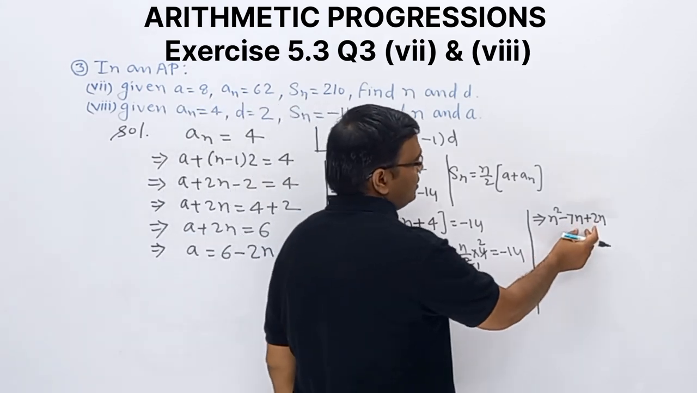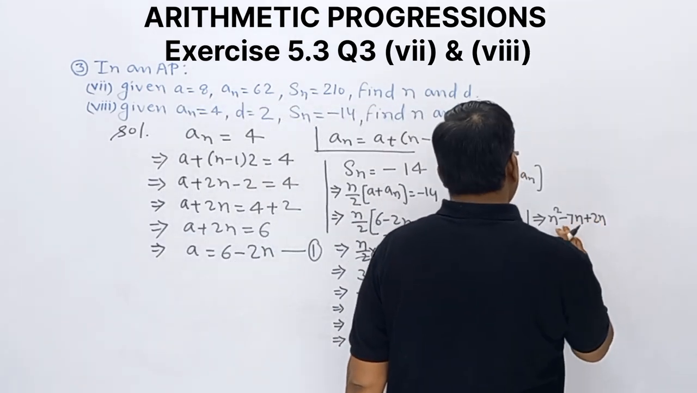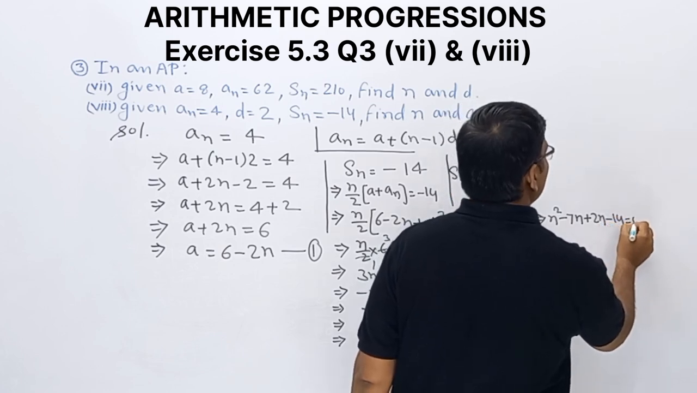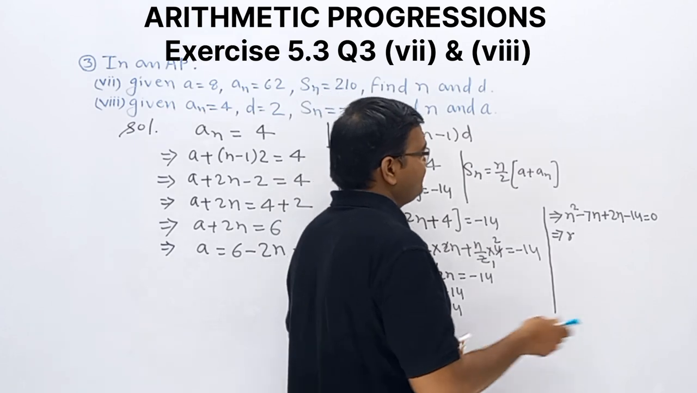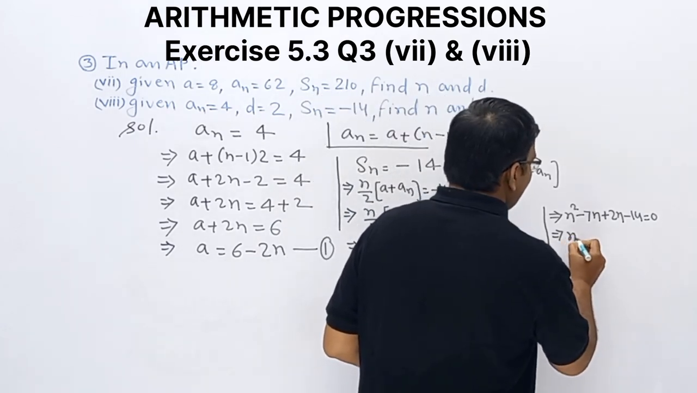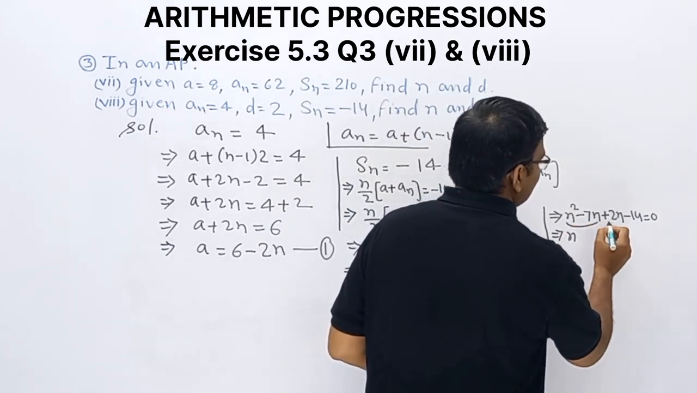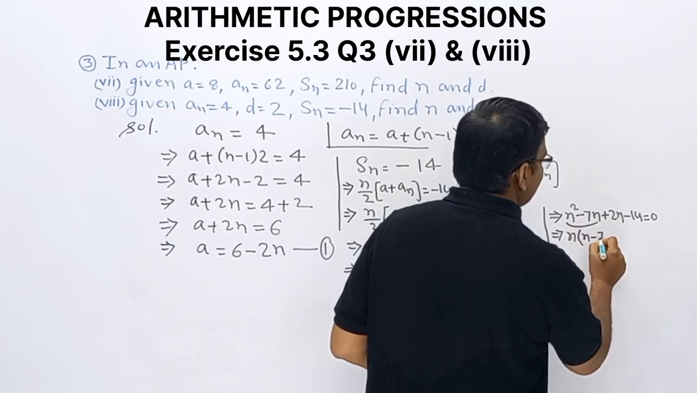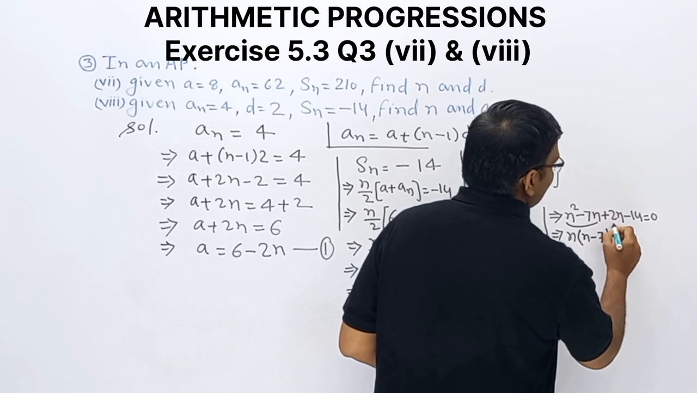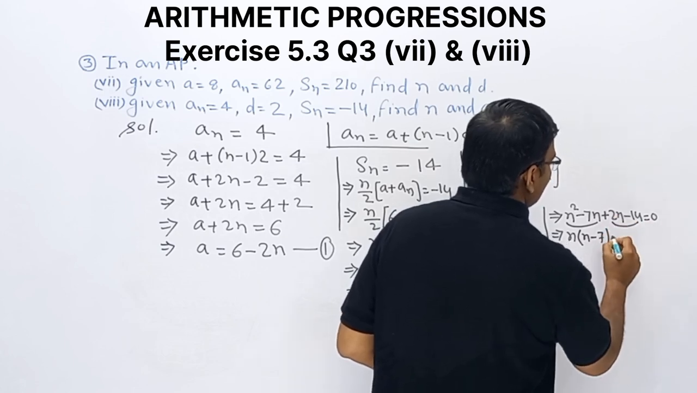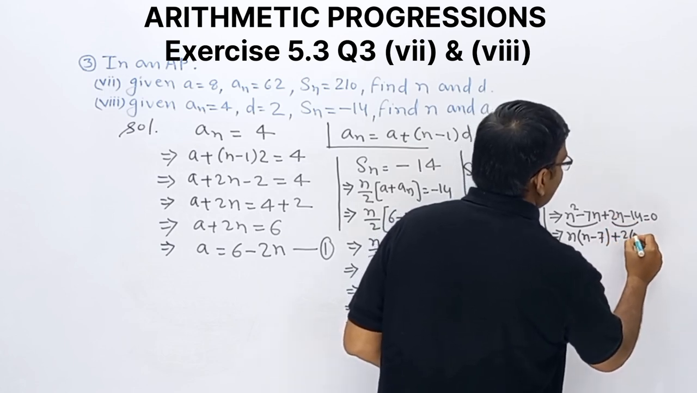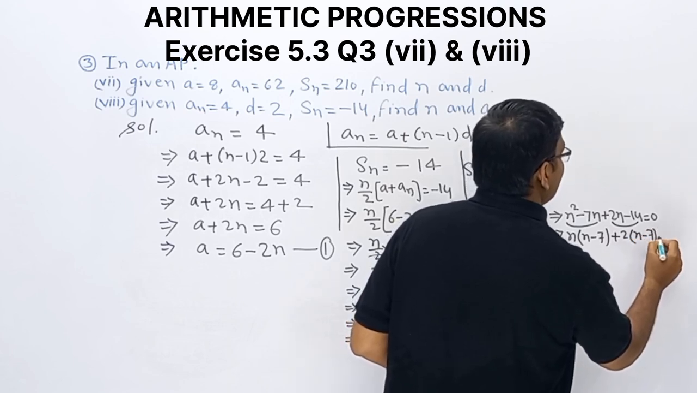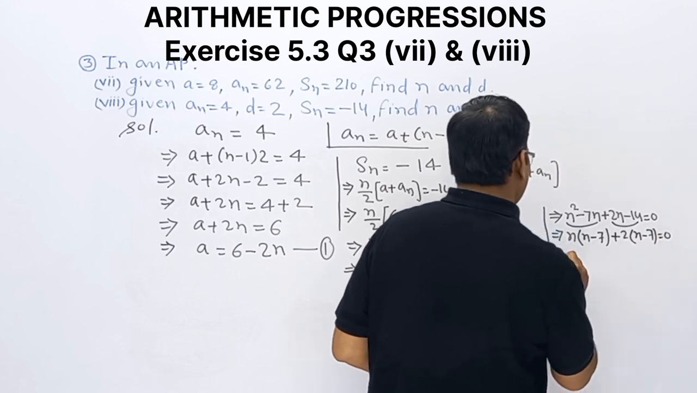It means both will be the factors. Minus 7n plus 2n minus 14 equal to 0. Now take n as a common in the first two terms, then we get n into n minus 7. Taking 2 as a common in the last two, we get 2 into n minus 7, equal to 0.